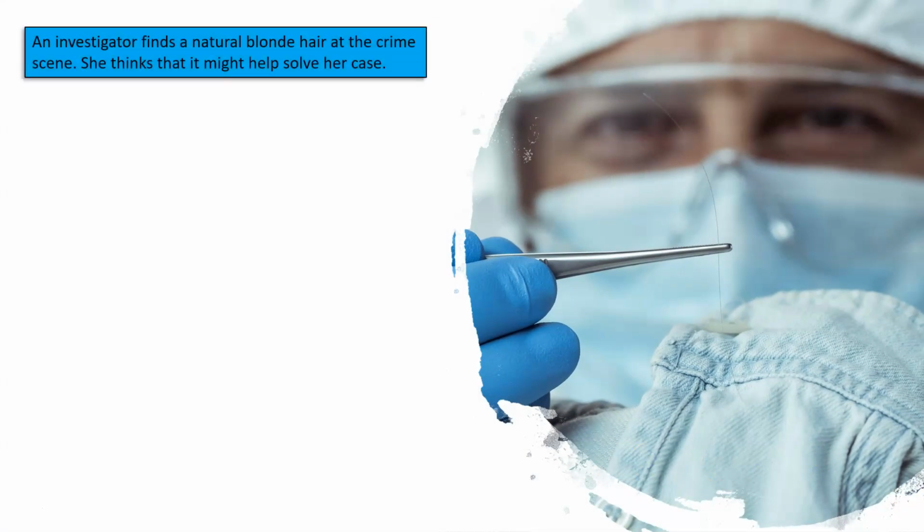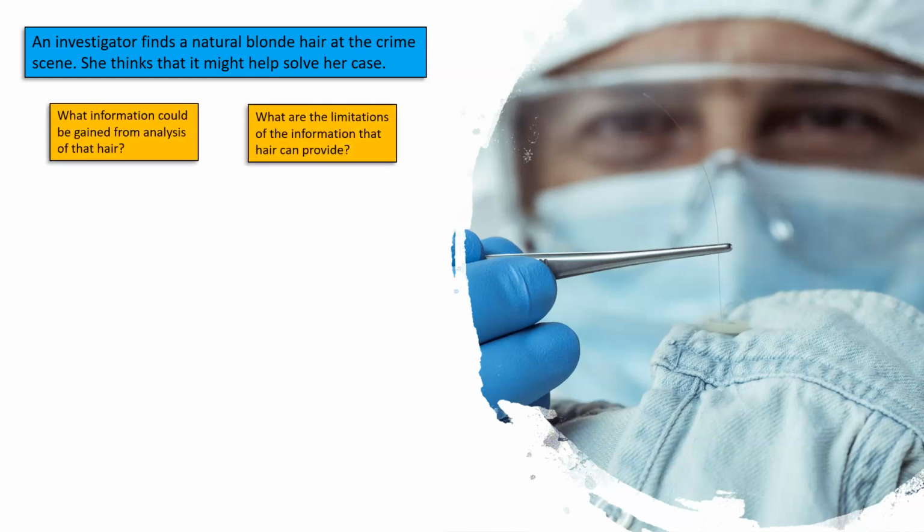So hairs can, like I said, provide class and individual evidence. Let's set the scene with an investigator finding a naturally blonde hair. I'm not talking about a dyed blonde hair, I'm talking about a naturally blonde hair at a crime scene. She thinks it might help solve her case because the individuals living in the house weren't blonde, the potential victim was blonde, and so a blonde hair was found, so the investigator is going to focus on it.